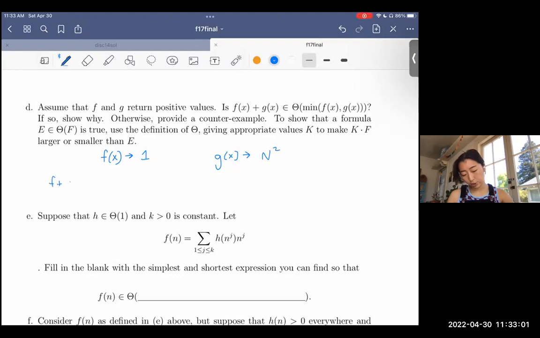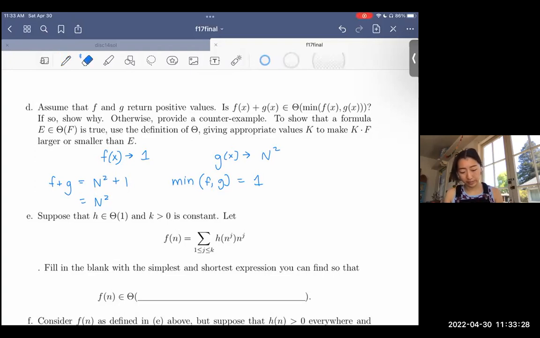F plus g is going to be n squared plus this constant 1. But we know in asymptotic analysis, this is essentially just n squared because the biggest term drives it. However, the min between f and g is constant, right? If we're looking at f and g, where one of them is always 1 and the other one is n squared, it's going to be constant.